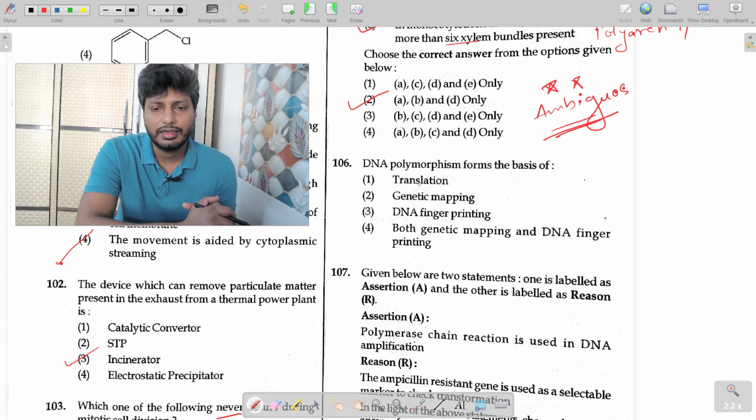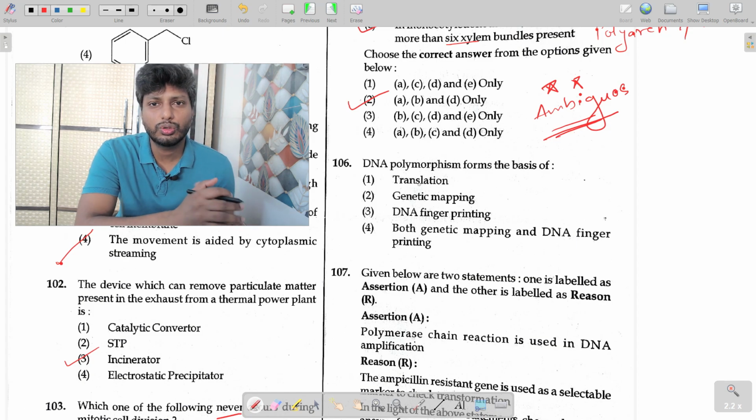The question is saying that DNA polymorphism forms. Straightforward. What is DNA polymorphism? Change in the DNA. Whenever we talk about the changes in the DNA, dear students, here we are talking about the polymorphisms. What do you mean by polymorphisms? Dear students, these are certain sequences in the DNA which basically show the changes. When we talk about the changes, that means these are unique sequences in the DNA.